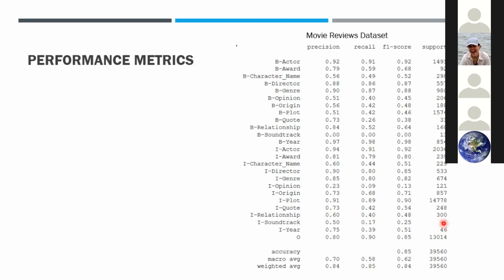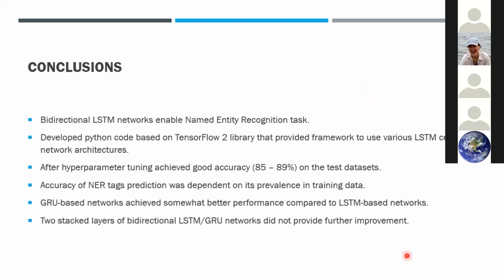So it's really related to how well the class is represented in the data, but overall accuracy is still very decent, 85%. So to conclude, the bidirectional LSTM networks enable the named entity recognition task, so we can clearly see we can achieve that. We developed a Python code based on TensorFlow 2 library that provides a framework to actually use different types of LSTM cells and test different network architectures, so a versatile tool.